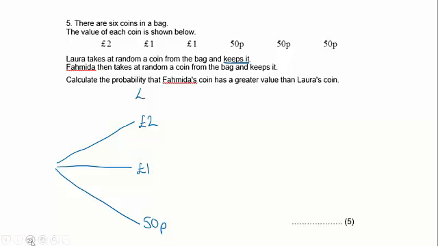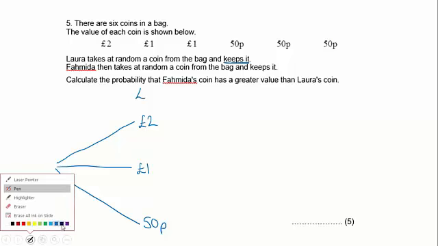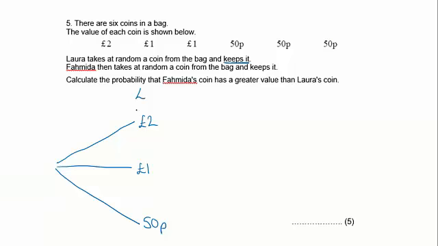Now, what is the probability of each of those? Well, the probability of her getting a £2 coin: there's one £2 coin out of a total of 6 coins, so it'll be 1/6. There's 2 £1 coins, so that's going to be 2 out of 6. There's 3 50p's, so that's going to be 3 out of 6.